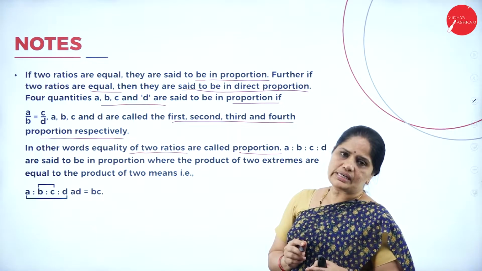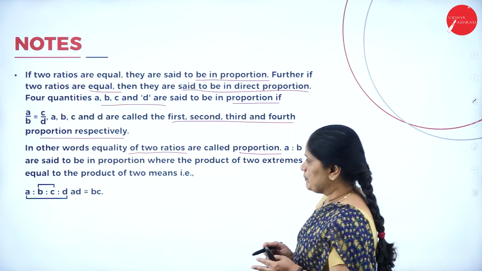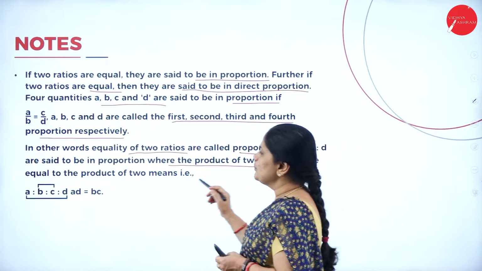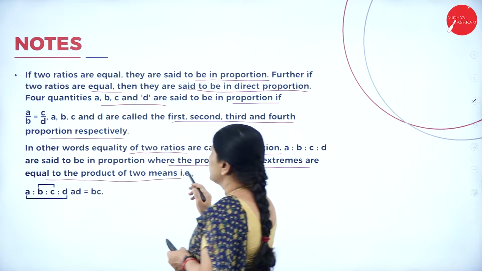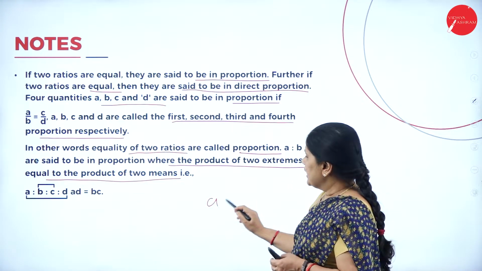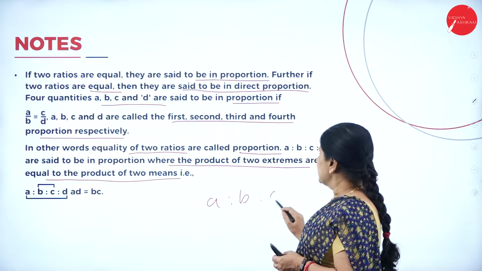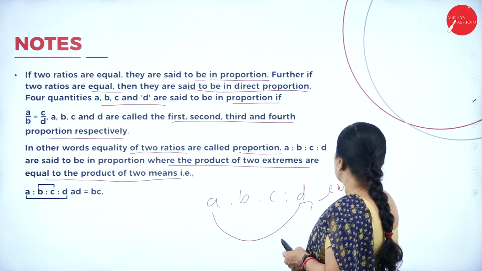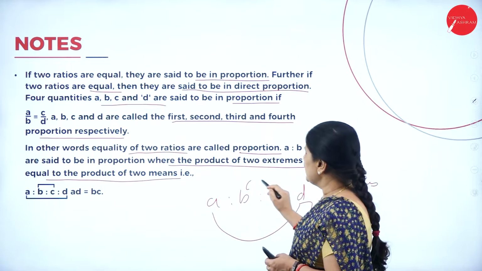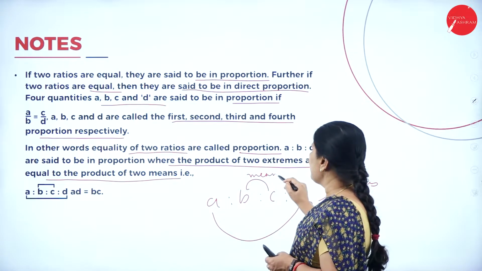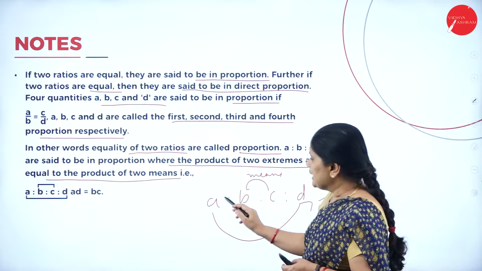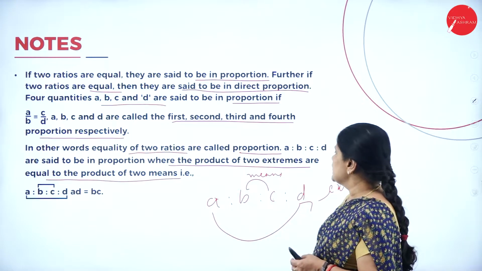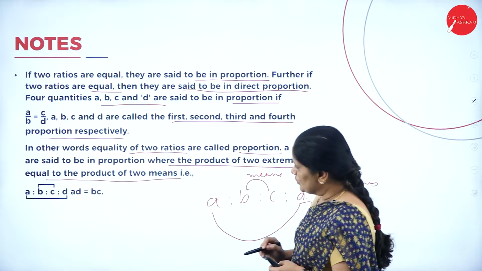So, when two ratios are equal, we call it a proportion, and they are said to be in proportion when the product of the two extremes is equal to the product of the two means. That is, A is to B as C is to D. Now, A and D are called the extremes, and B and C are called the means. We should understand that A is the first proportion, B is the second, C is the third and D is the fourth proportion.